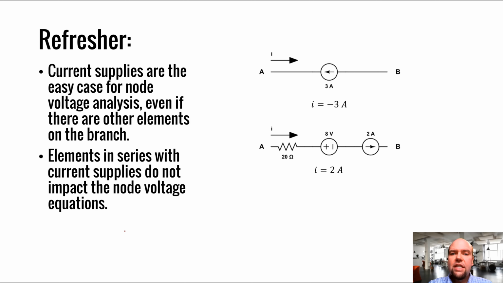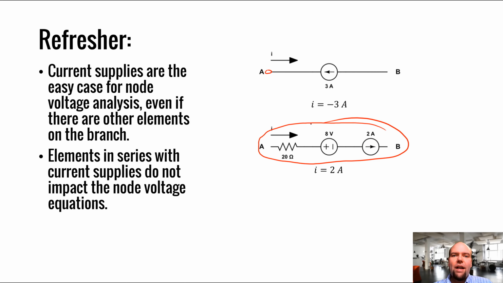If we were writing the equations at node A and trying to find the current flowing from node A to node B, out of node A, and we have a current supply, that's it. We know we have negative 3 amps flowing from A towards B because we have 3 amps flowing from B towards A.